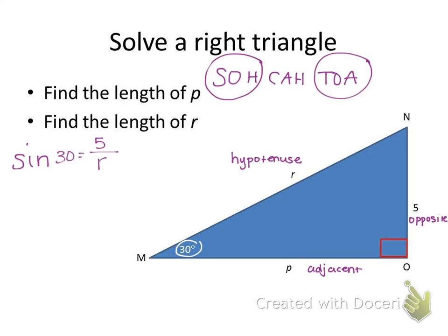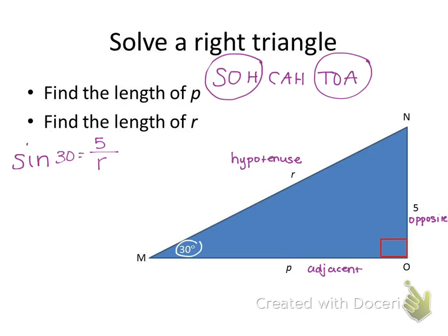This is where your calculator is going to come in handy. In order to find the sine of 30, you're going to click the sine button on your calculator and then type in 30 and press enter. What you should get is a fraction. I want you to change that fraction to a decimal. Somebody tell me, what decimal do you get?